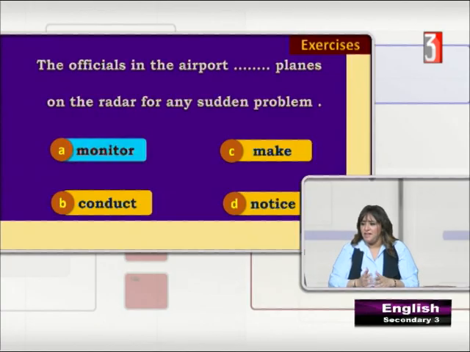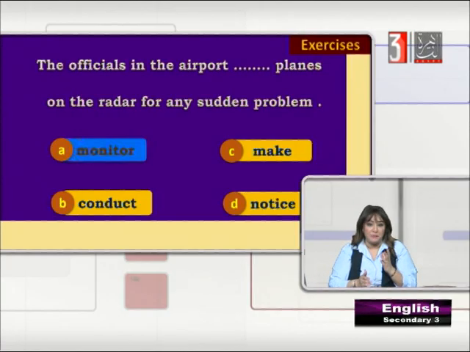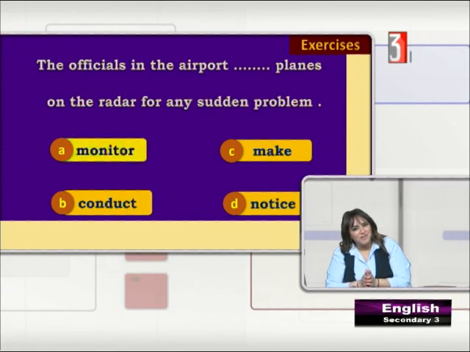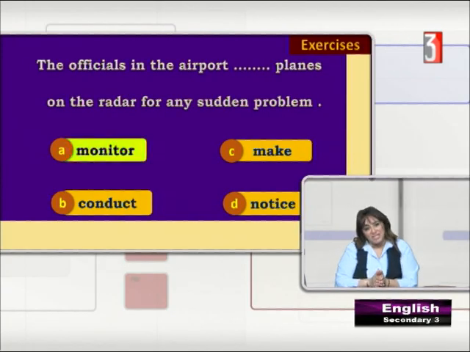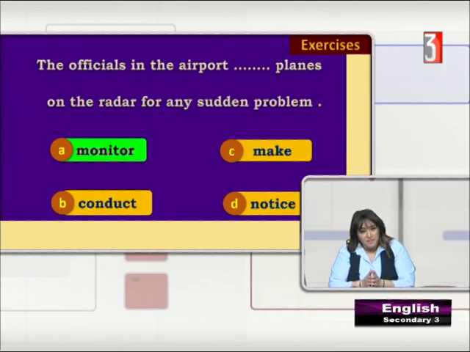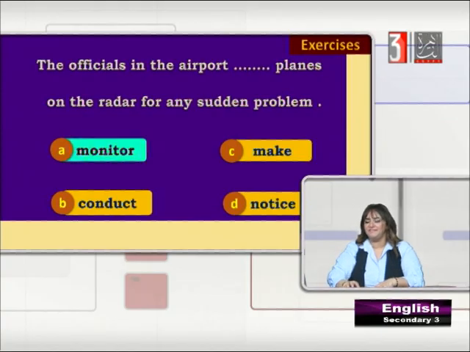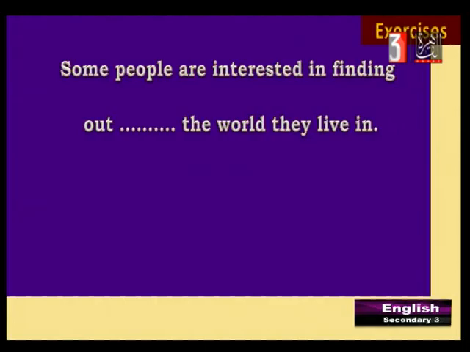As you see here, the officials in the airport monitor planes. So what do we require in the sentence? Do we need a verb? Yes. Do we need a noun? No. Do we need an adjective? No. Do we need an adverb that ends with ly? No, we need a verb. Monitor, okay? Fine.